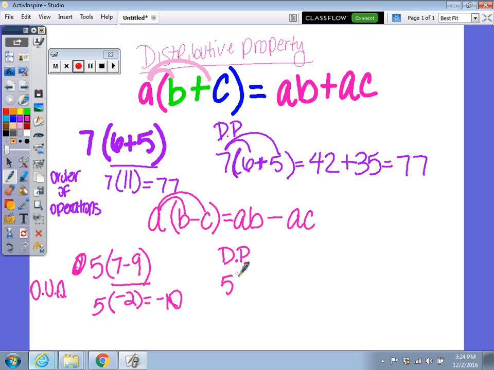And we're going to use the same problem. So 5 is directly in front of the parentheses. We multiply that first by 7 and get 35. We keep the subtraction sign, and then we do 5 times 9, which is 45. And that will get -10 also. So we've proven that it works both ways.